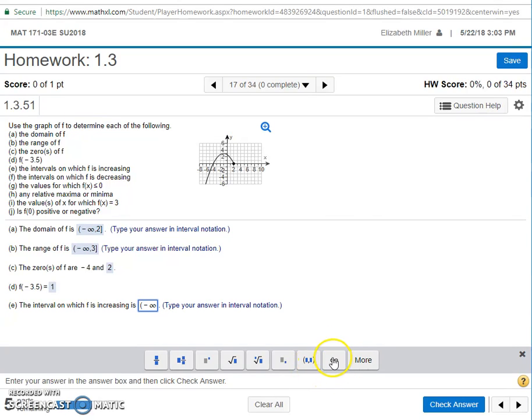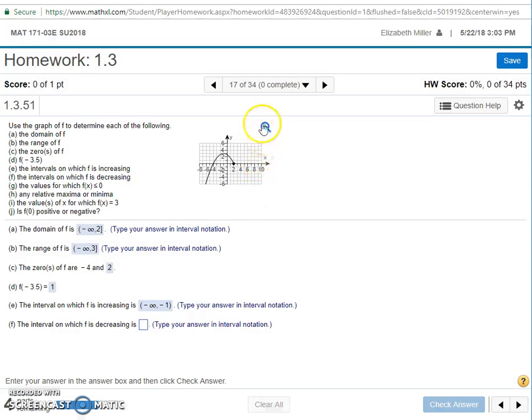When you're doing increasing and decreasing, you always use parentheses because we don't include endpoints when we're talking about increasing and decreasing, since it doesn't really make sense to say a point is increasing. A point can't be increasing all by itself. So we don't include endpoints. And we always refer to x values for increasing and decreasing.